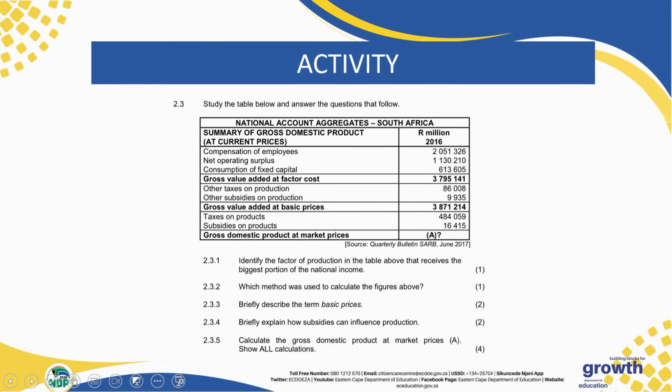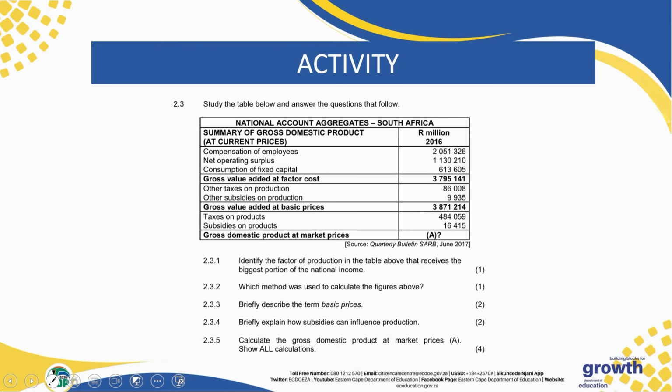Then the next question, briefly describe the term basic prices. So we talked about the basic prices and we explained what the term basic prices means. Then the next one, briefly explain how subsidies can influence production. So in this case, you are required to give more of a response towards a relation between subsidies and the production. Don't just explain the subsidies, but make it a point that you're able to meet the requirements of the question. Explain how subsidies can influence the production, whether they are going to increase the production process, whether they are going to decrease the production process, and explain.